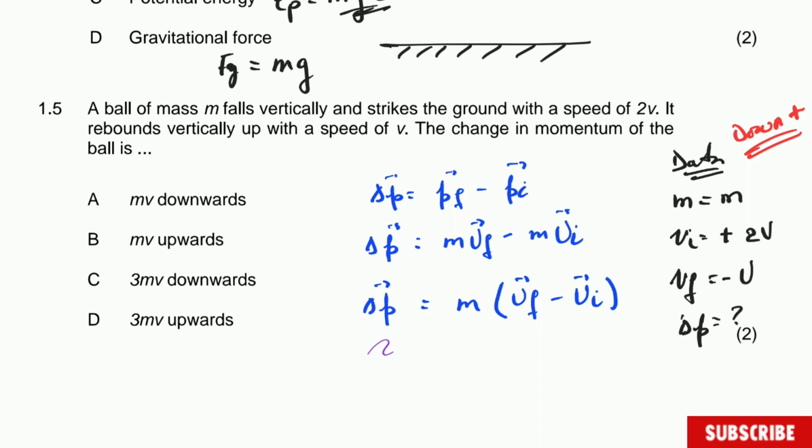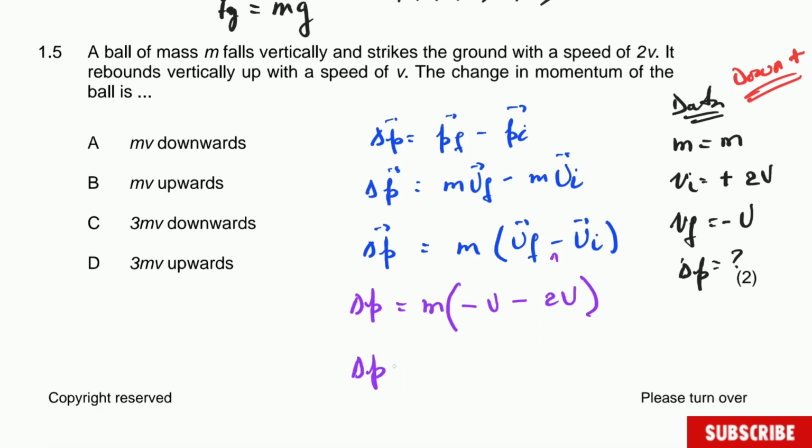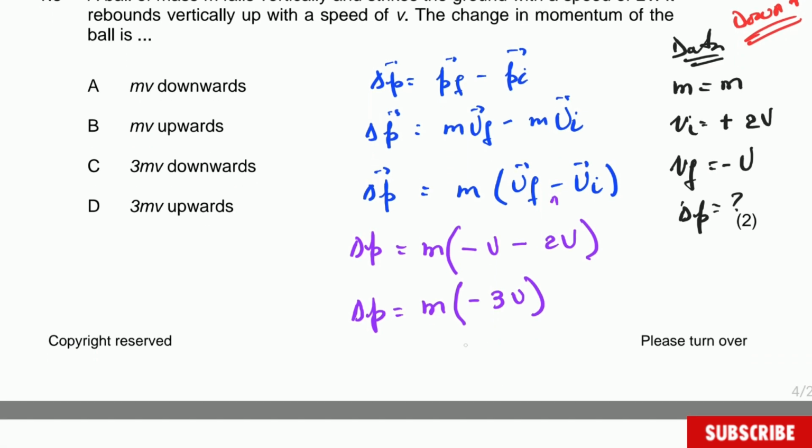So now we come and substitute. Change in momentum is equal to mass, m, bracket, final velocity is minus v, minus initial velocity, which is 2v. And then you solve this. Change in momentum is equal to mass, bracket, minus 3v. And then if you take it out of the bracket, you get the change in momentum is equal to minus 3mv, to look like the one in the answer. But they want the magnitude, right? So in this case, the minus is not important there. Okay, no, they are giving you the direction there.